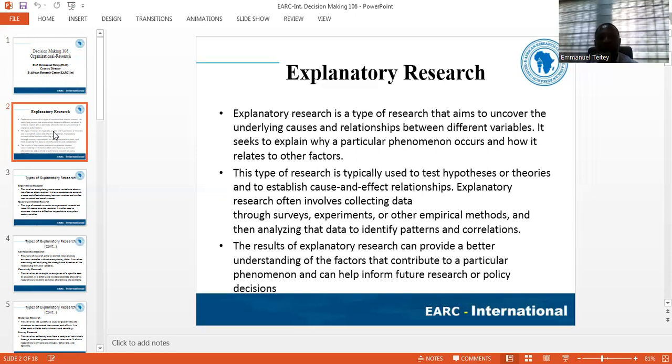Explanatory research often involves collecting data through surveys, experiments, or other empirical methods, and then analyzing that data to identify patterns and correlations. When I mean correlations, I mean the relationship that exists between them. The results of explanatory research can provide a better understanding of the factors that contribute to a particular phenomenon and can help inform future research or policy decisions.